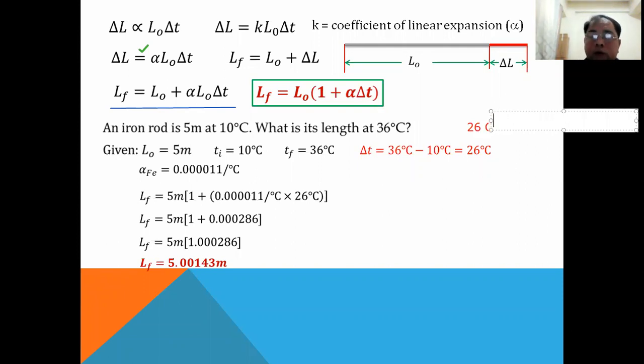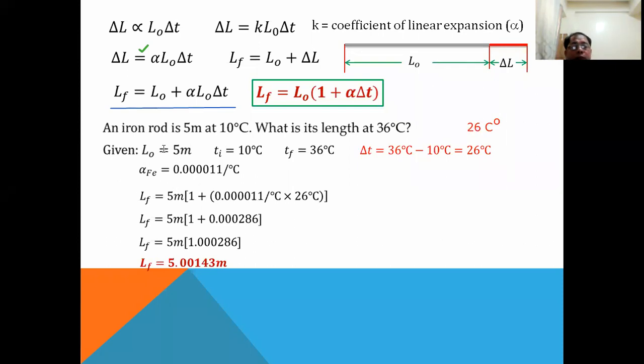To indicate that what we are talking about is a change in temperature. It's a difference. So 26 Celsius degrees, because 26 is not actually a temperature reading. Some texts will write 26 Celsius degree. Now, if you have this change in temperature, multiply it by alpha. Alpha is our coefficient of expansion.